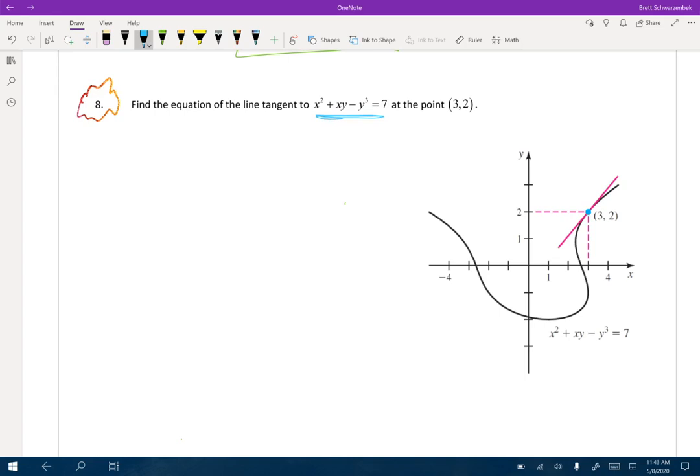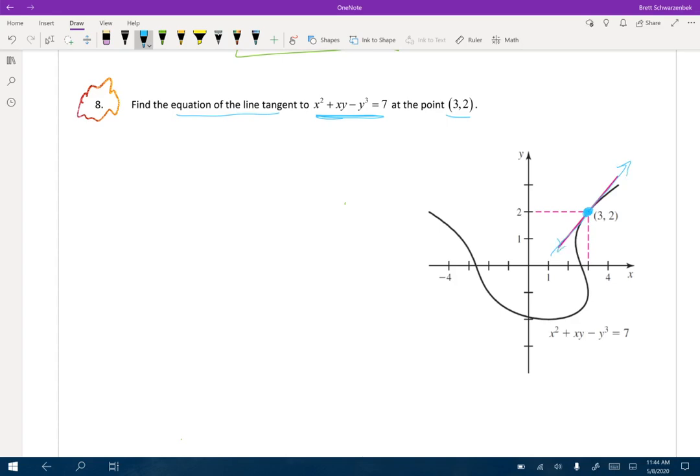So this is not a function. It fails the vertical line test, obviously, here. But it is an equation of a graph, a very weird looking one. And what they do is they want you to find the equation of the line tangent at 3, 2. So here's your point 3, 2 right here. And they have a tangent in fuchsia going through here. I guess that's that color. And they want to know the equation of that line.